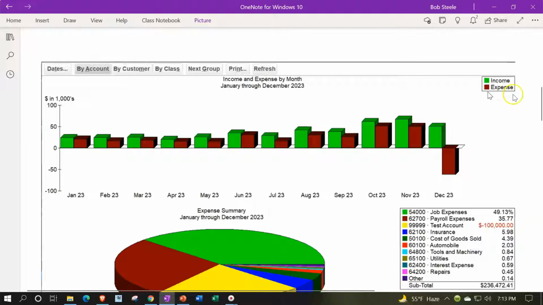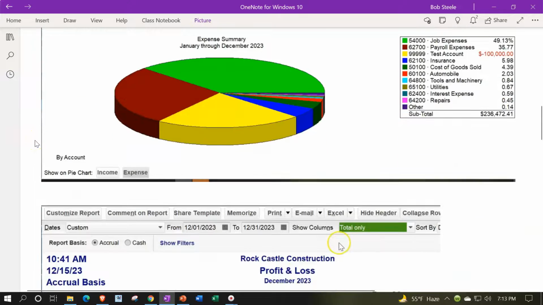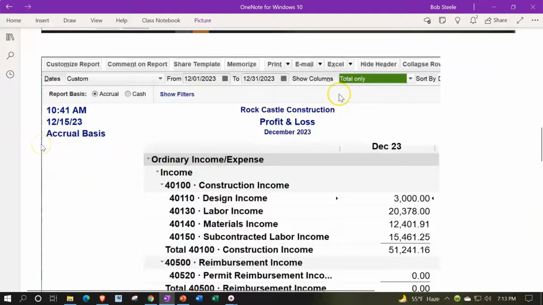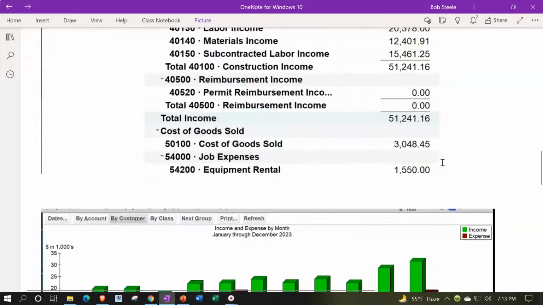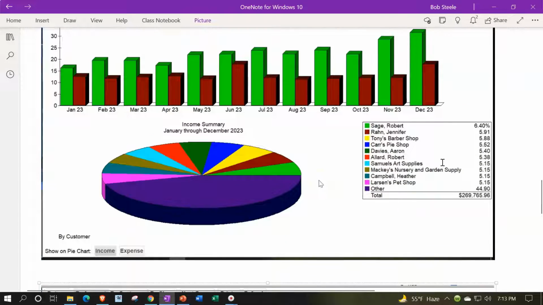We also have the income and expenses both showing up on our chart on the top side of things as well. Here's our profit and loss. We're focusing with this graph on the income statement, income and expenses, depending on what we're toggling out to do. This time we're on the income side of things.